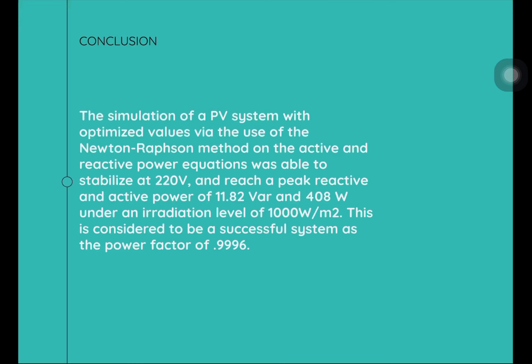So to conclude this, the simulation of a PV system with optimized values via the use of Newton-Raphson method on the active and reactive power equations was able to stabilize at 220 volts and reach a peak reactive and active power of 11.82 var and 408 watts under an irradiation level of 1000 watts per square meter. And this is actually a relatively successful system because the power factor was at 0.9996.